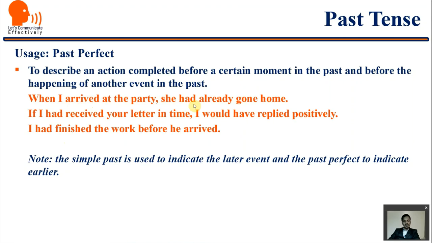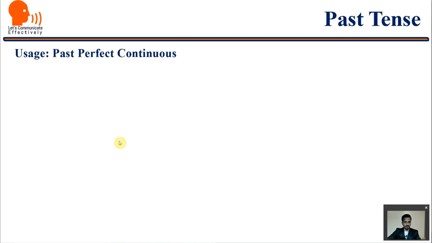Her leaving has already happened, and then I arrived there. She has left the place before, and then I go there. That's why here I arrived is simple past tense, and she had already left is past perfect. This is the first event, and this is the latter event. Same with these three sentences.